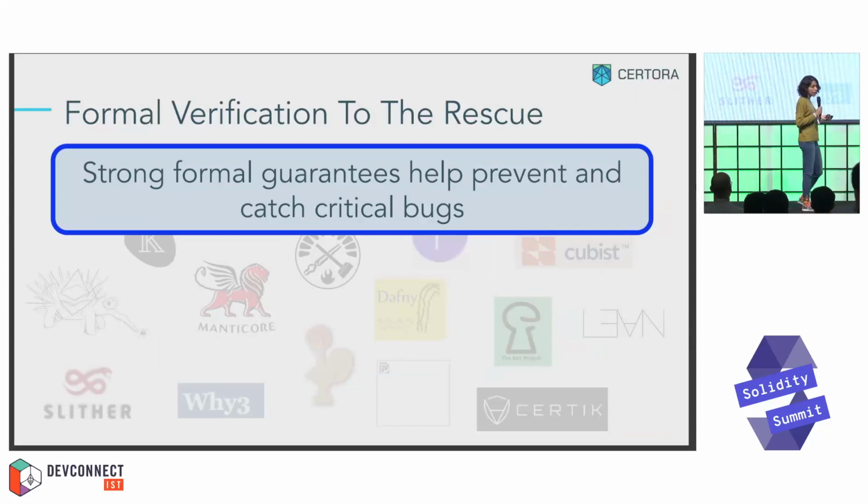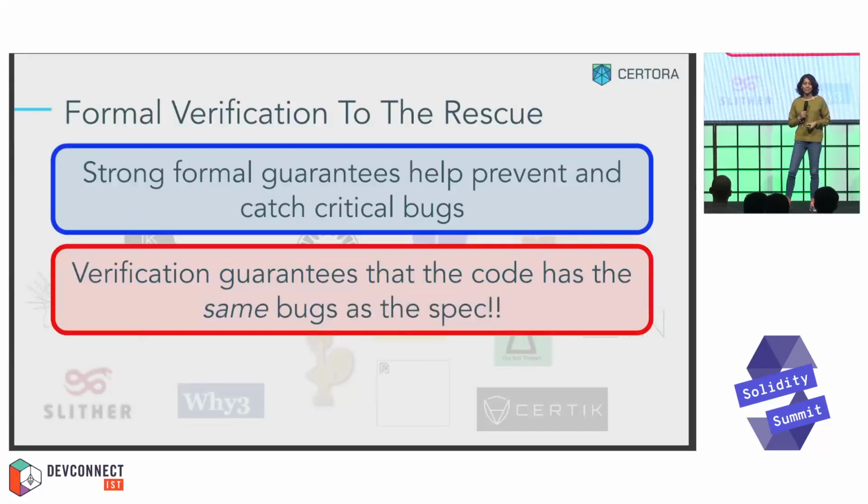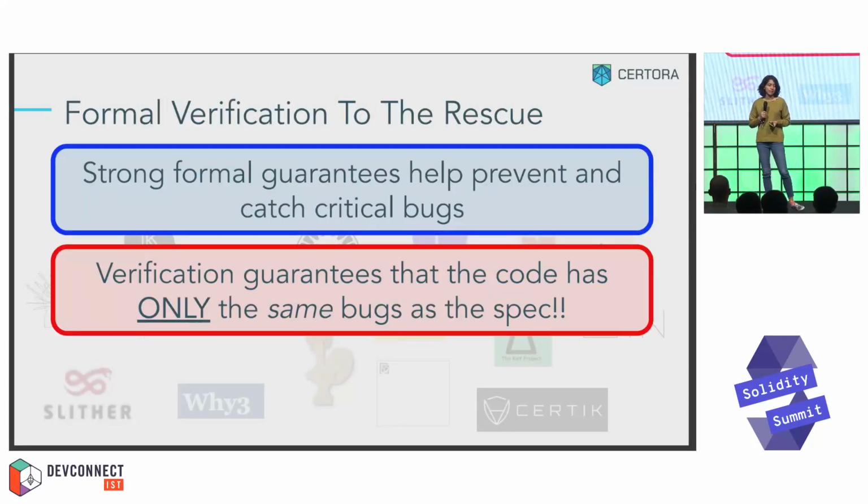This is actually great, and we have seen some success already, not just from Certora, but also from a lot of other really interesting tools. However, if you're a critic of formal verification, you could say that formal verification is just guaranteeing that your code has the same bugs as your spec. If you think that, then I will kind of agree with you. In fact, I'll go further and say that formal verification guarantees that your code only has the same bugs as your spec.